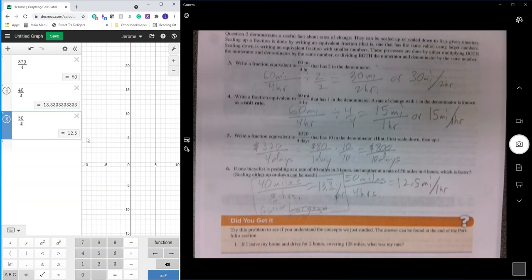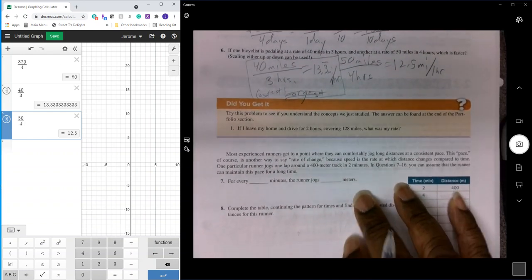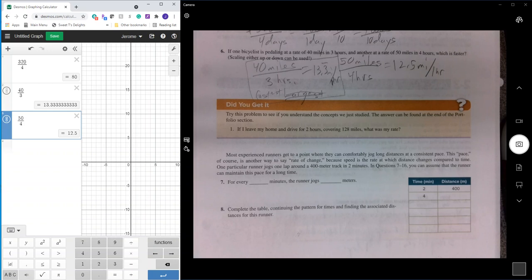Okay, now we go here to problem number 7. It says most experienced runners get to a point where they can comfortably jog long distances at a consistent pace. This pace, of course, is another way to say rate of change, because speed is the rate at which distance changes compared to time. One particular runner jogs one lap around a 400-meter track in 2 minutes. In questions 7 through 16, you can assume that the runner can maintain this pace for a long time.